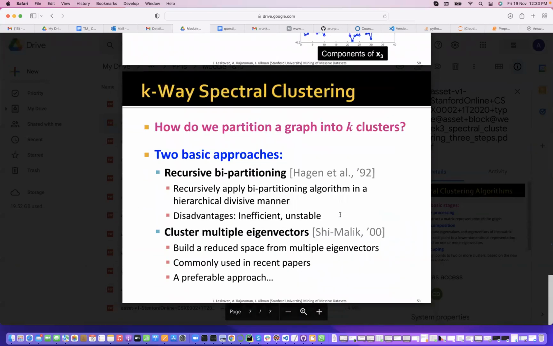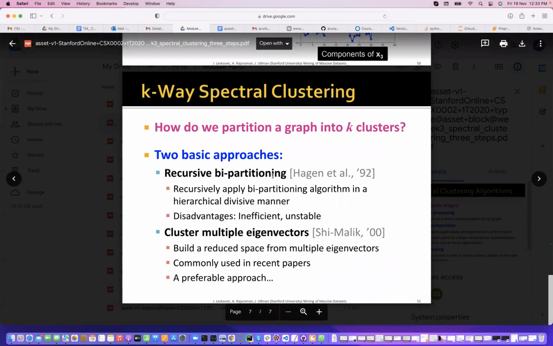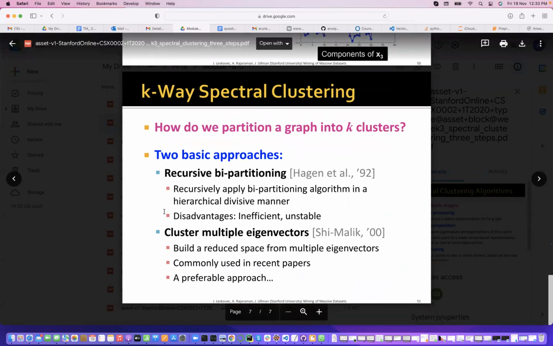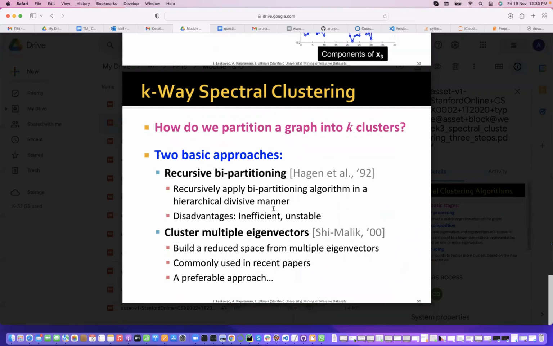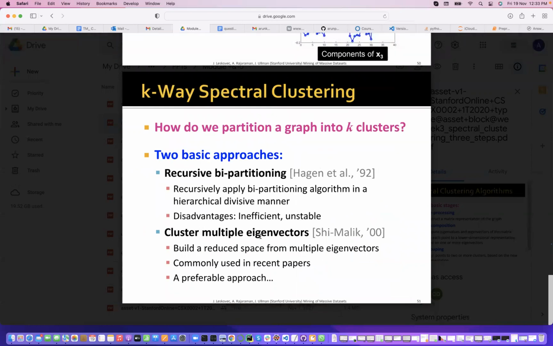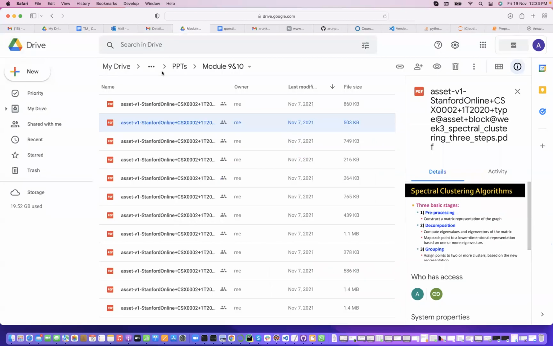Then k-way spectral clustering: how do we partition a graph into k clusters? Two basic approaches: recursive bipartitioning. First you make 2, then make 2 by 4, something like that. Recursively apply bipartitioning algorithms in a hierarchical divisive manner. Disadvantage: inefficient, unstable. The other is clustering with multiple eigenvectors. Build a reduced space from multiple eigenvectors. Commonly used in recent papers. This is again advanced study.